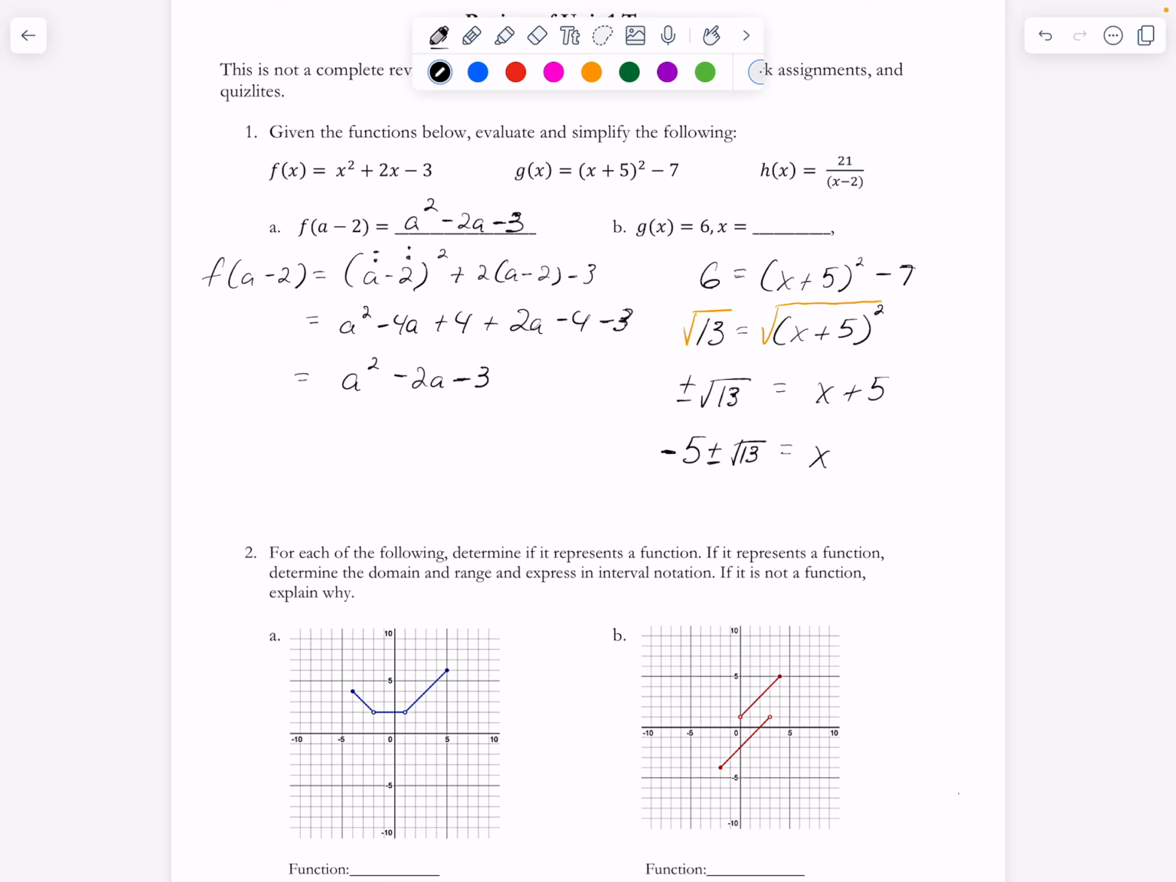Feel free to go into a calculator and type in negative 5 plus the square root of 13 or negative 5 minus the square root of 13, and you can use a decimal if you'd like. All right, but this is totally fine. You can leave it like this.